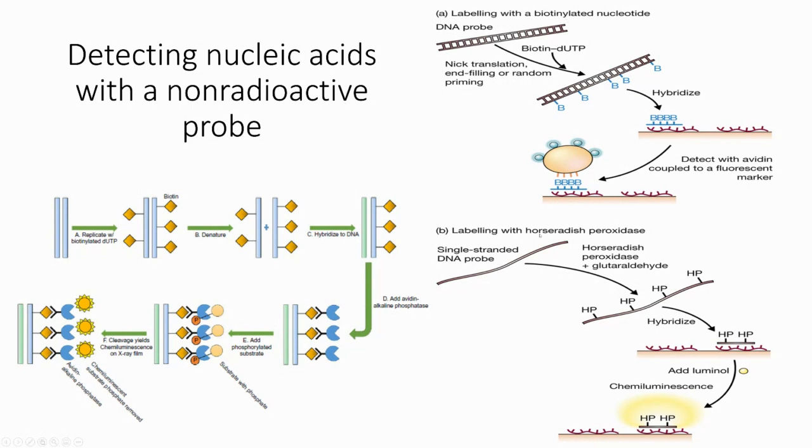The other one is horseradish peroxidase. Basically, you have a single-strand DNA probe. Then you add the horseradish peroxidase and glutaraldehyde, so you label the single-stranded probe, and then it will hybridize to the target. Then you add luminol, and they will react and give you the signal. That's called chemiluminescence. So these are two different types of non-radioactive probe.